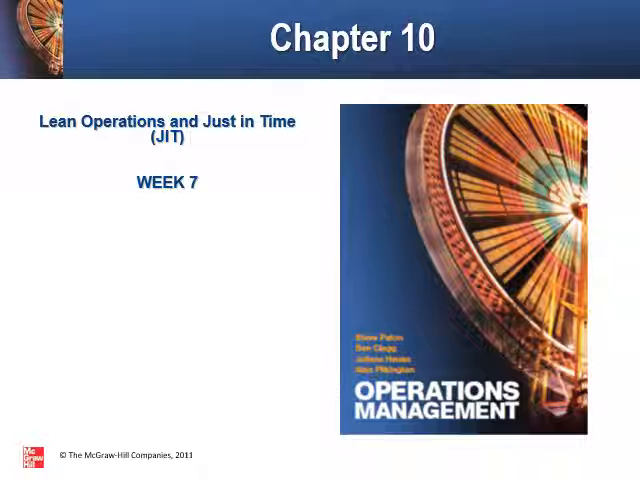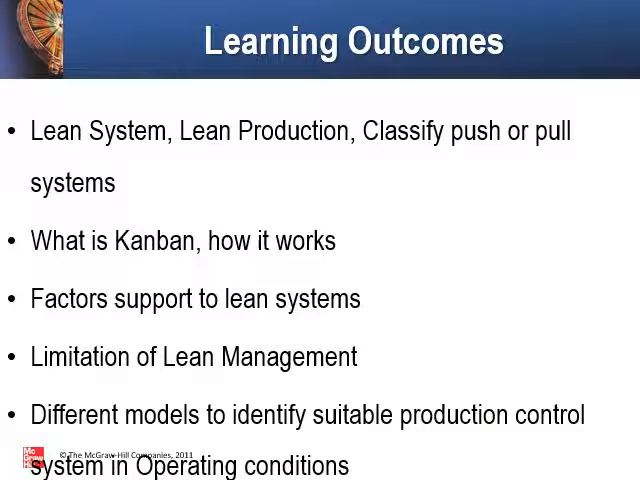Chapter 10 is Lean Operations and Just-in-Time JIT. Upon successful completion, students will learn about lean system, lean production, classify push or pull systems. What is Kanban and how it works? Factors that support a lean system. Limitations of lean management. Different methods to identify suitable production control system in operation conditions.